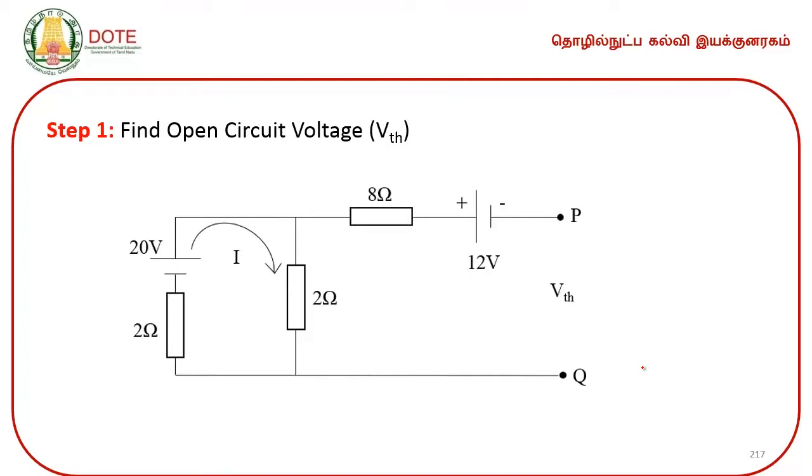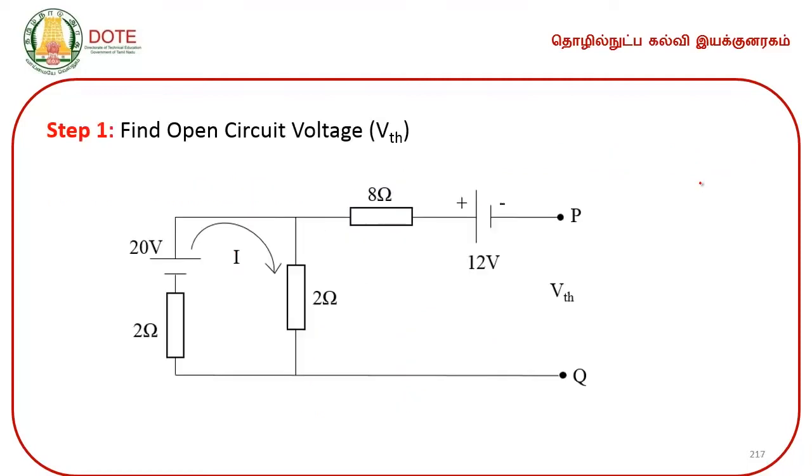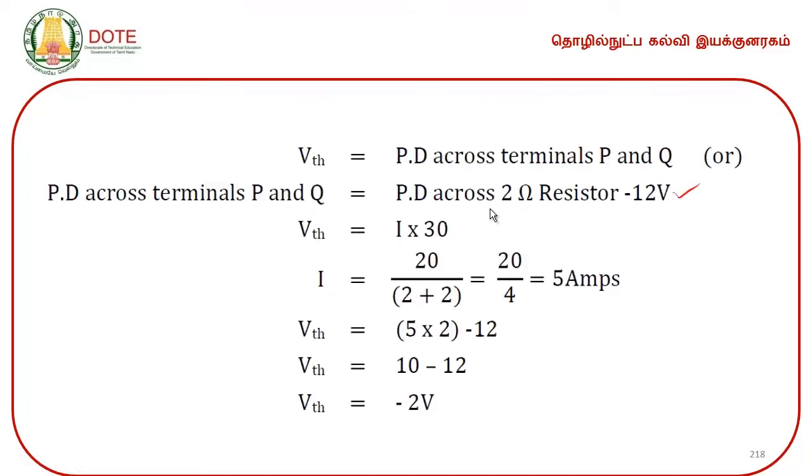Then we need to find out the open circuit voltage VTH. So, VTH is equal to the potential difference across the terminals P and Q, or the potential difference across the 2 ohms resistor minus 12 volts, because in addition to that you have the voltage source you can see here. Suppose this particular voltage source is not there, the current into this resistance would yield you VTH. Since 12 volts is present here, VTH will be the potential difference across the 2 ohms resistor minus 12 volts.